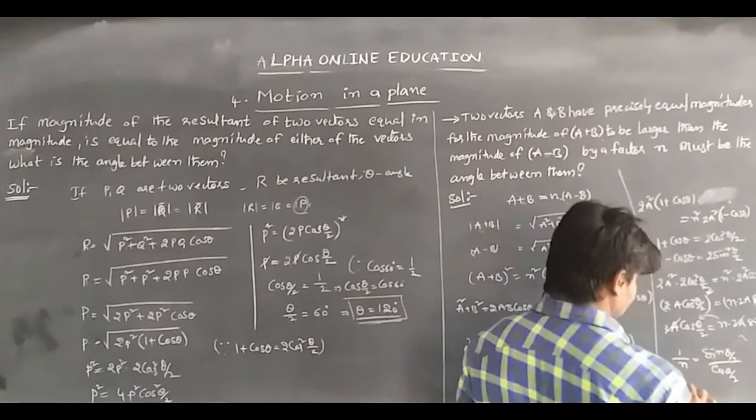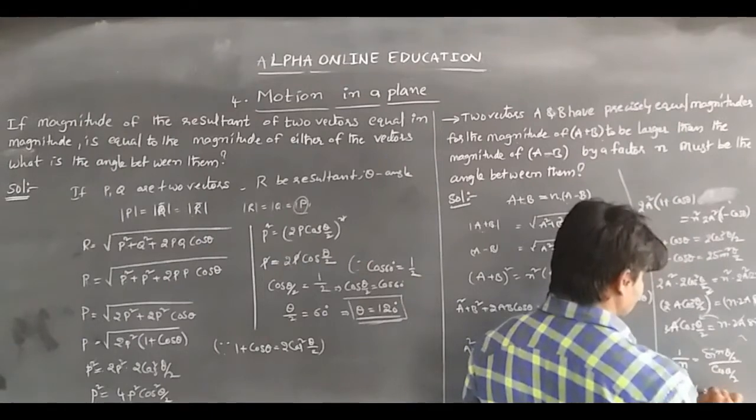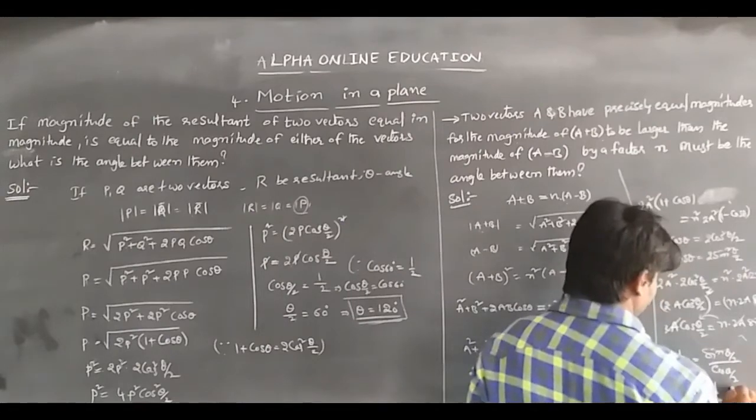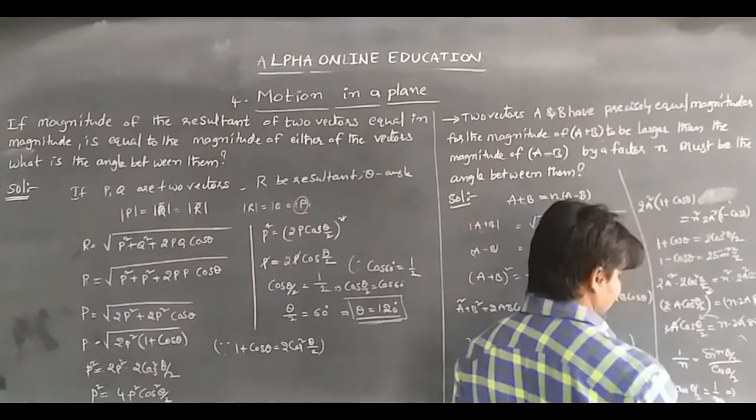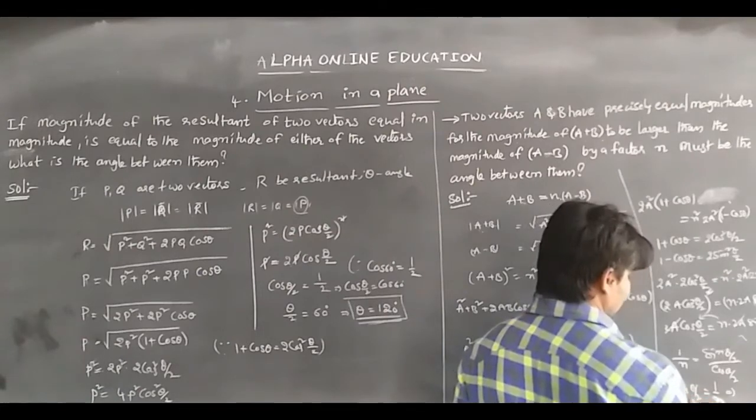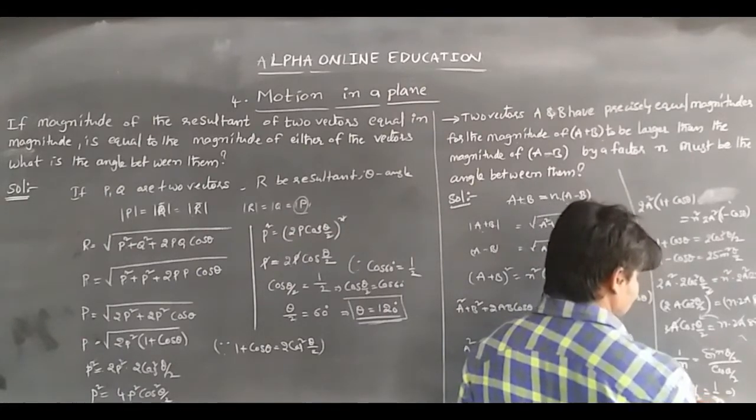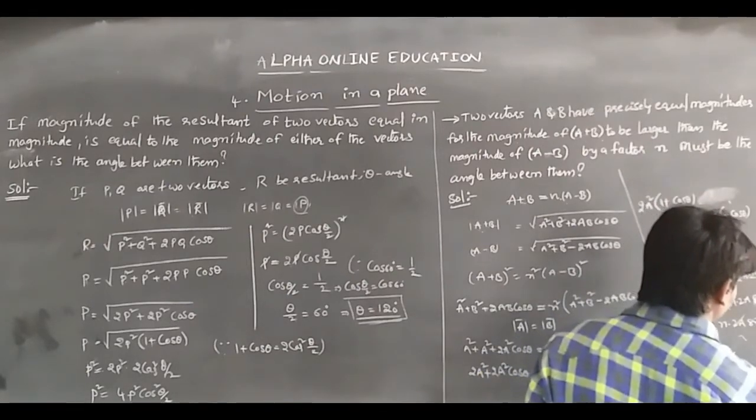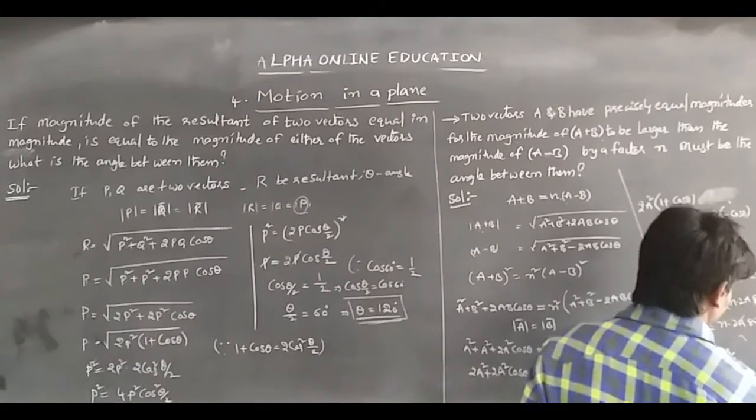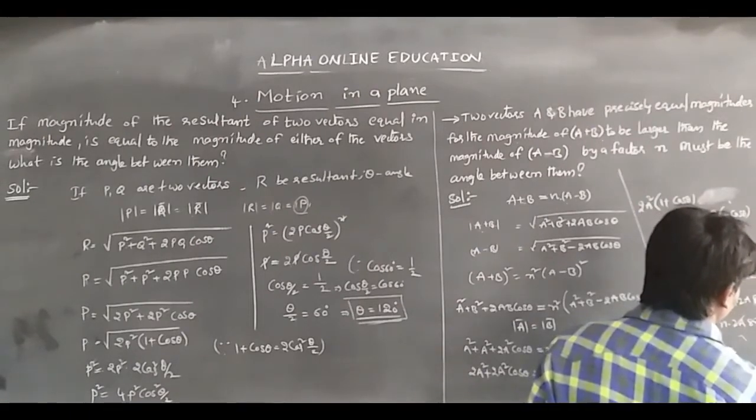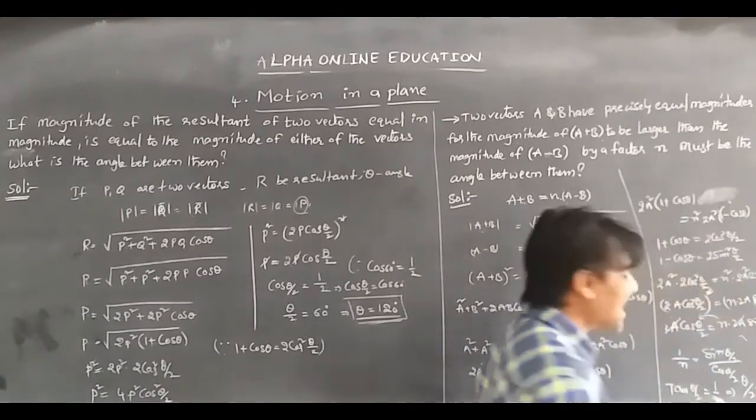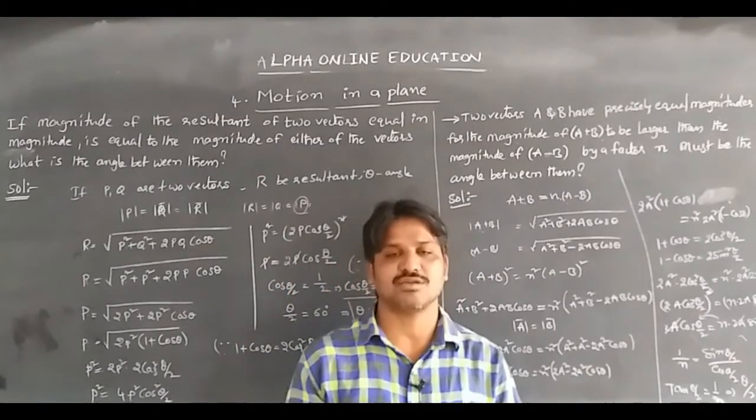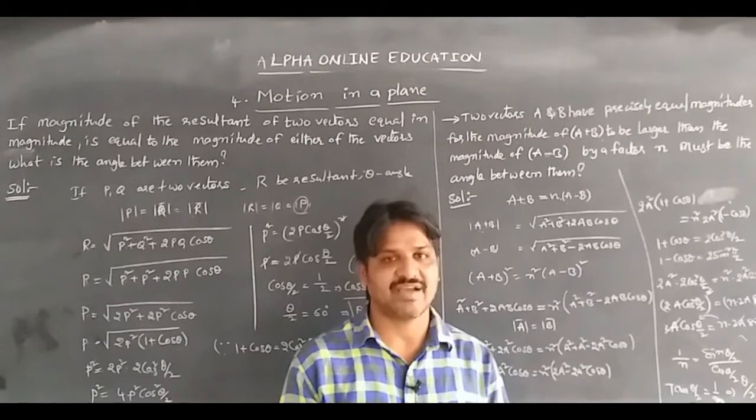So we get tan(theta/2) equal to 1/n. From this equation we can write theta/2 equal to tan inverse of 1/n, that is, theta equal to 2 tan inverse of 1/n. That is the angle between the two vectors a and b, for which the magnitude of a plus b is larger than a minus b by the factor of n.